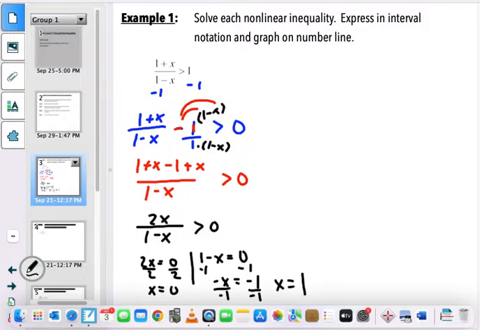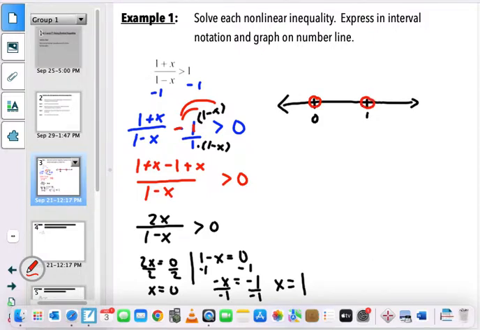So now I'm going to go ahead and graph this all on a number line. Smallest value here first, which is 0. My other value here is 1. All right, so now we have to decide if it's open or closed dots. It's a greater than symbol here. At greater than, we're always going to have open dots.